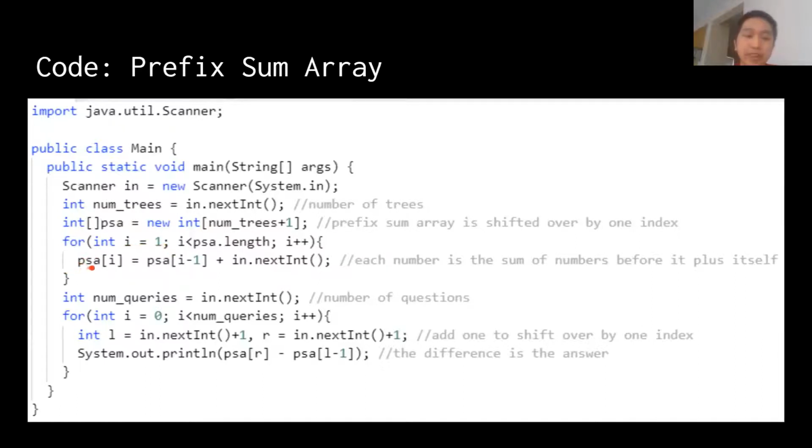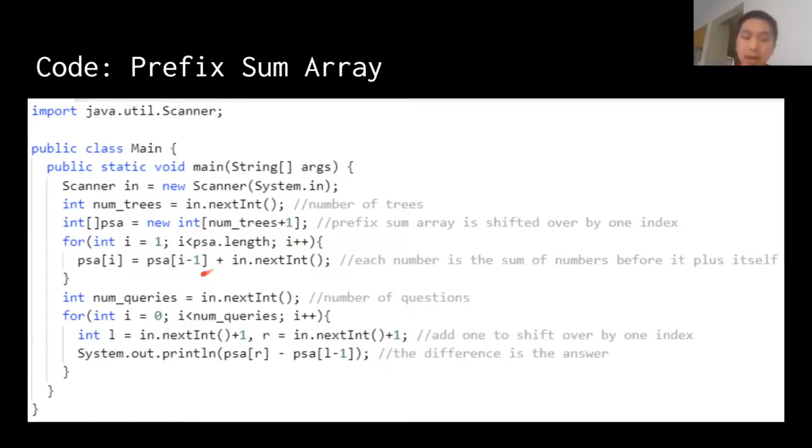And what you do is just a very simple line of code: PSA at I equals PSA at I minus 1 plus in.nextInt. So why does this statement hold? It's because PSA at I, remember, is equivalent to the sum of all the elements that came before I and I itself, right? So if we already computed PSA at I minus 1, then we can get PSA at I by adding the current number to the sum of numbers that came before it.